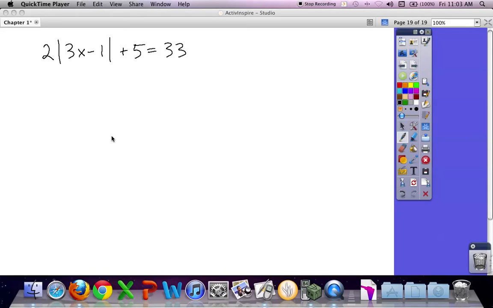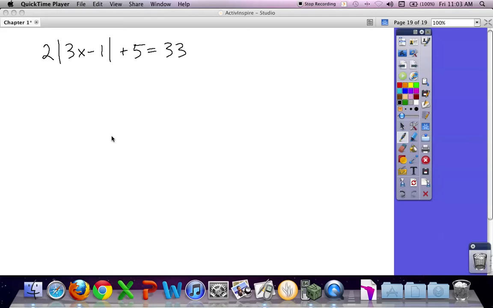This is example 2, check understanding 2 on page 34. Okay, we're solving another absolute value equation, and we know that we're going to have to take a step to remove the absolute value symbols before we can start doing operations to solve this.